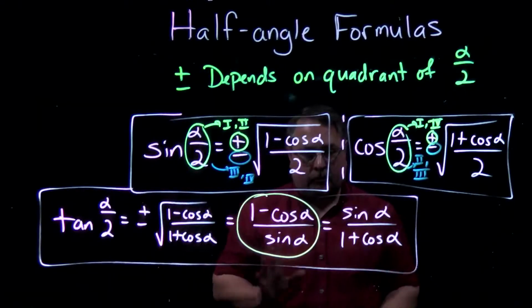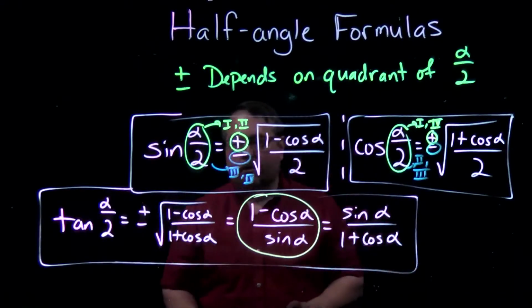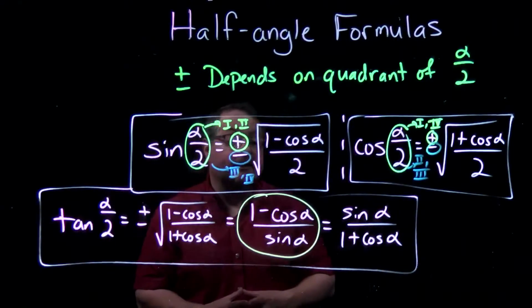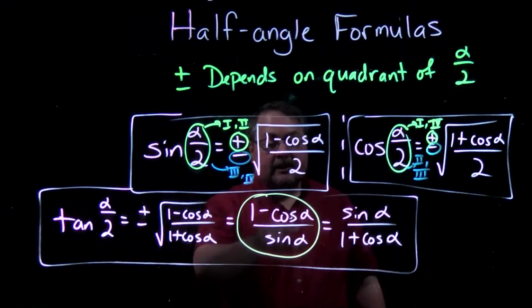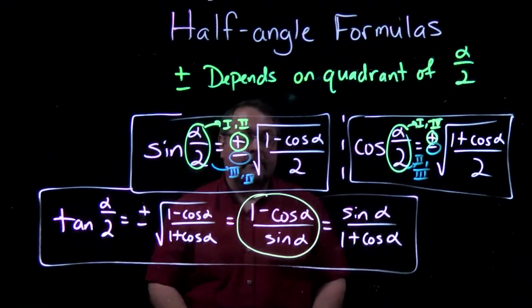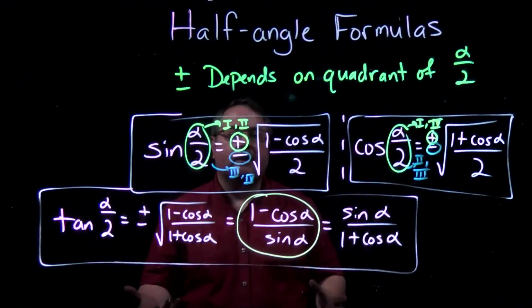It's going to pop out the correct plus or minus sign depending on the quadrant of alpha over 2, which is really nice. The reason why I like this second formula a little better is because it has just one term in the denominator, so it makes the arithmetic a little bit easier.